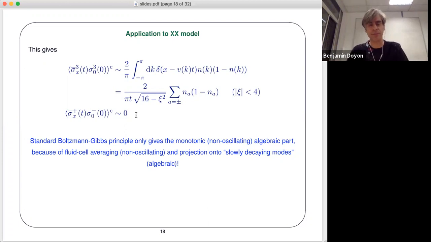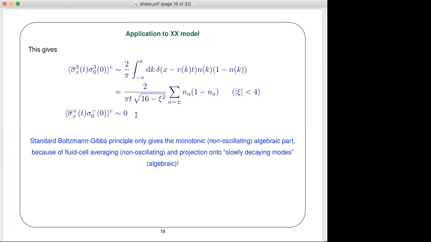Any questions about this? Yes, quick question. So, does your hydrodynamic approach also allow for the correct prefactor?